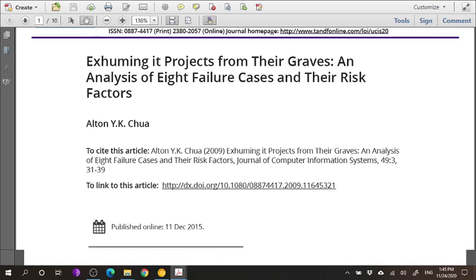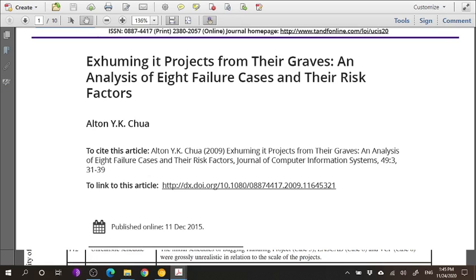Now you obviously need to read them in detail, but it talks about 4 main categories of risk factors that we talked about earlier, and there is a table here that relates to each of these projects' failures.